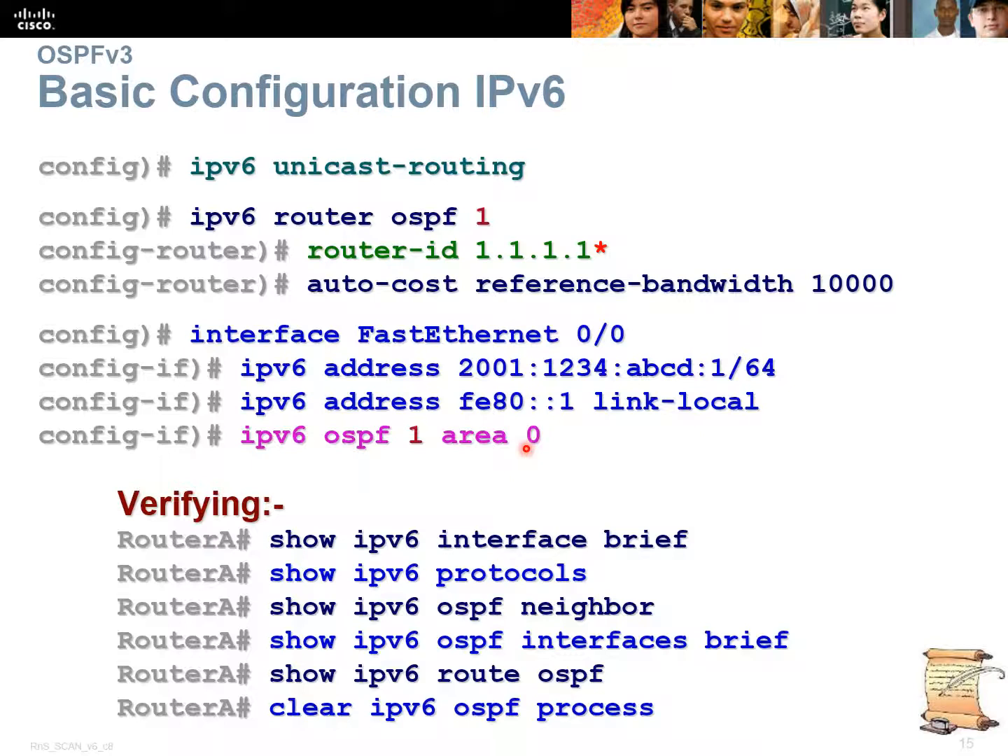So to recap, IPv4, network statements. IPv6, inside the interface. All these commands are exactly the same. Show ipv6 interface brief, show ipv6 protocols, show ipv6 ospf neighbors, show ipv6 route.